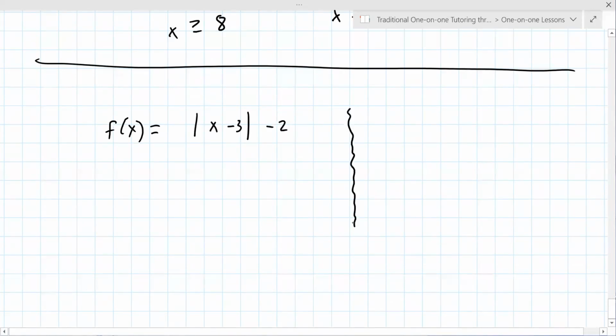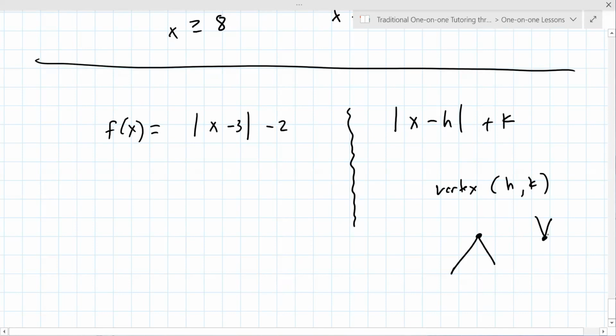There's a standard form here, which is absolute value of x minus h, plus k. The reason this is so important is it tells you the vertex. The vertex is at h comma k, and that's the V. So it's really important to get that vertex because it leads you to the domain and the range. For this problem on the left, the vertex is 3 comma minus 2.